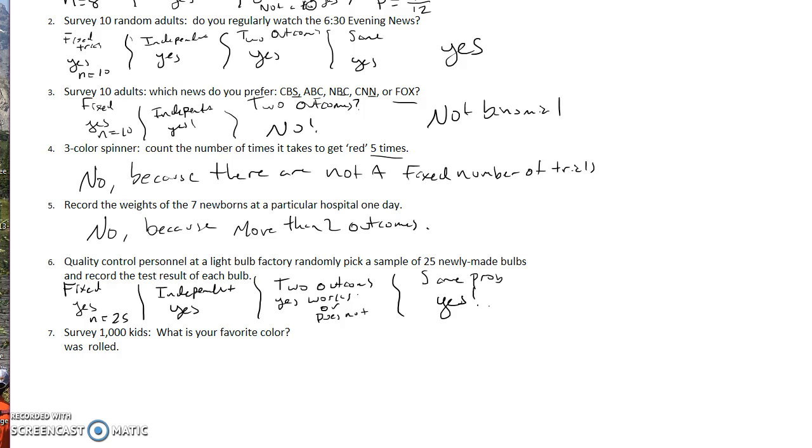Next one, survey 1,000 kids. What's your favorite color? I don't know why it says was rolled here. I think that was from the previous problem up here, the first one. Survey 10 kids. What's your favorite color? I think this would be a no. And why is that? It's because there are more than 2 colors, right? Or more than 2 outcomes.